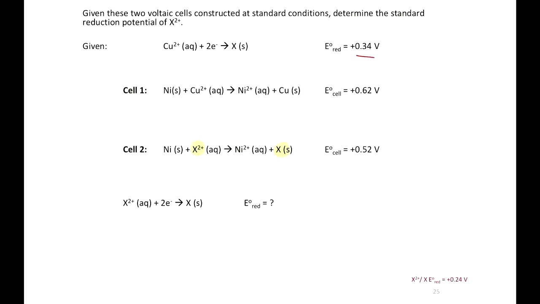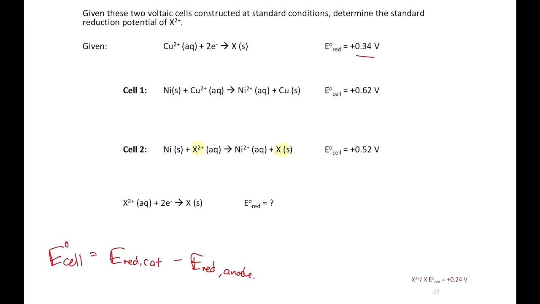We need to identify ourselves what is the cathode and what is the anode, because in this question we are going to utilize the equation E cell equals the reduction potential of your cathode minus the reduction potential of your anode. So we need to figure out what is the cathode and what is the anode for all of these, and do the subtraction carefully to make sure that we can calculate the reduction potential of that missing piece.